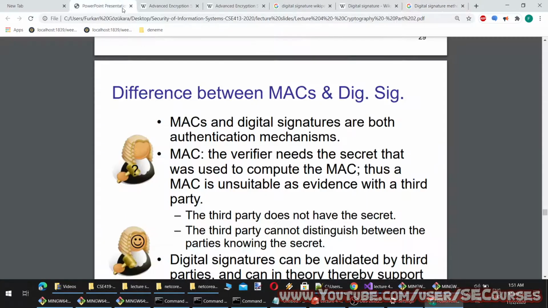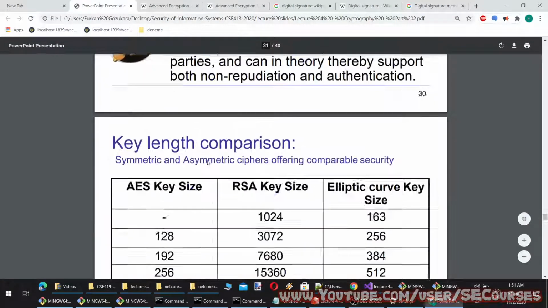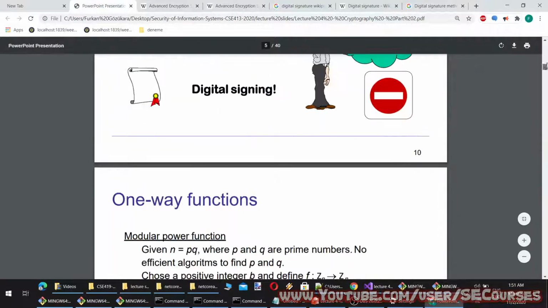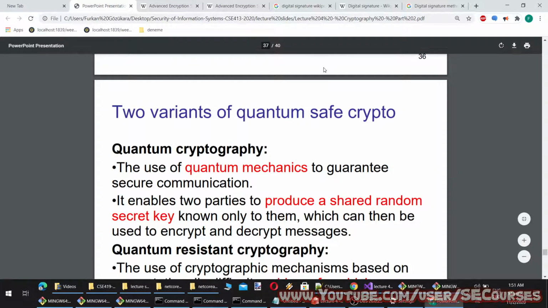Everything is based on mathematical functions and algorithms so far. So if you are wondering about any of them, you can look on the internet for more information. For this week, this is enough.